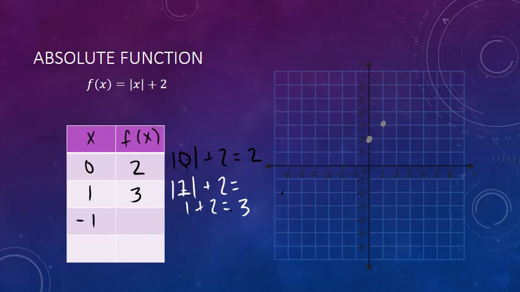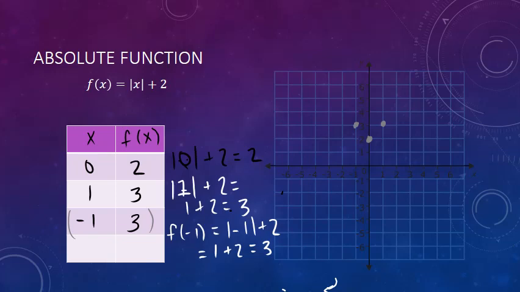So let's plug in negative 1. In that case, f of negative 1 is absolute value of negative 1 plus 2. The absolute value of negative 1 is positive 1, and 1 plus 2 would be 3 again. Okay, so I'm starting to get an idea of what this graph looks like. I'm going to plot the point negative 1, 3.